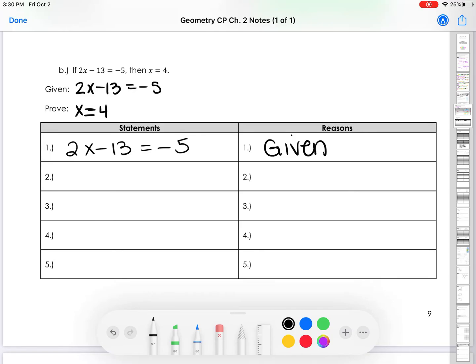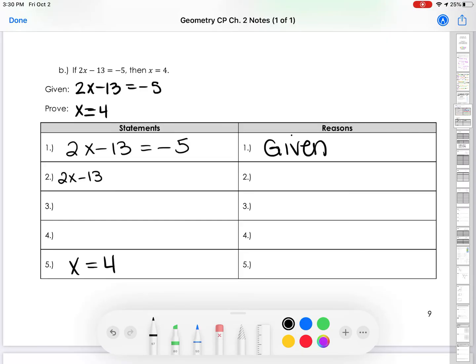We are hoping at the very end to prove that x is equal to 4. So that should be our very last statement here. Now we need to figure out what are the steps in between. So if I take a look, 2x minus 13, how do I start to solve for x? It looks like I need x by itself. So I'm going to add 13 to both sides first.